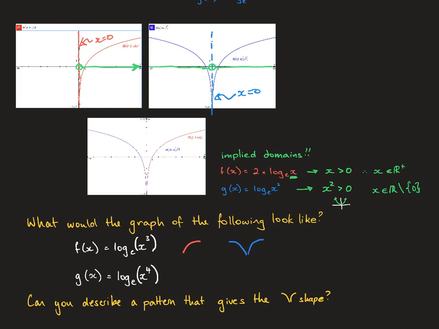And what about log to the base e of x to the 4? What kind of shape would that have? And can you describe a pattern that you could use to predict when you get this V-shaped graph for logs of powers of x? Have a think about that. Try it with your CAS calculator and see.